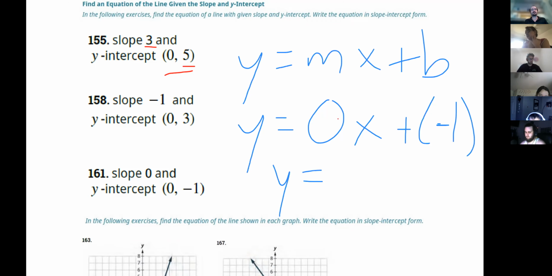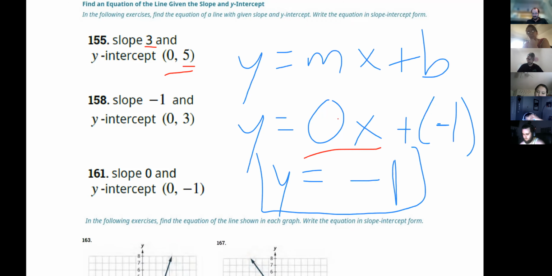Yeah, teacher, in this case, y equals negative 1, and it's horizontal because the slope is equal to 0. Exactly, right? This is a 0x. That means we have nothing there. 0 times anything is nothing. So we have just that negative 1 remaining. Right. So if you're looking at this, you might say that looks like y equals negative 1. That looks like those horizontal lines that we're doing.